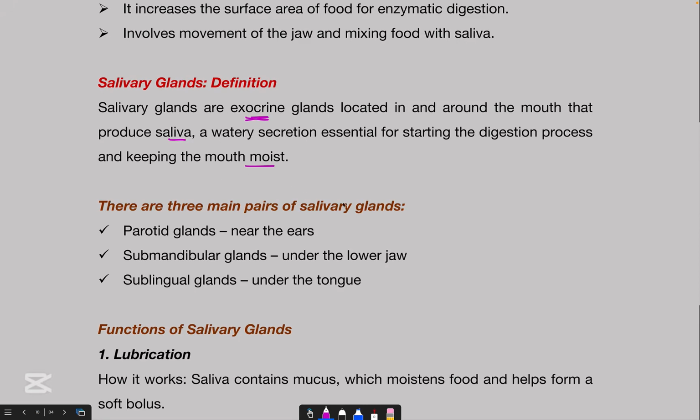Now, there are 3 main pairs of salivary glands. We have the parotid gland, submandibular gland, and sublingual gland. But I don't think this one is important. Just know that they secrete saliva. Everybody knows that one: I say salivary gland and saliva they secrete.